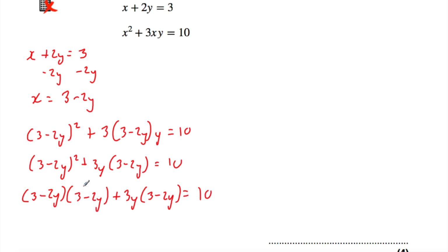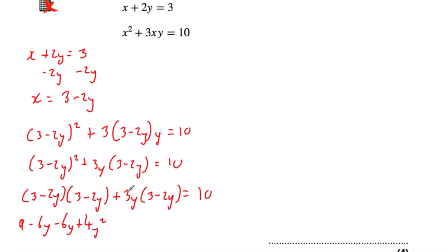So now let's expand our brackets. 3 times 3 is equal to 9. 3 times minus 2y will be minus 6y. Minus 2y times 3 will be another minus 6y. And minus 2y times minus 2y, so that's going to be positive, a negative times a negative is positive, and 2y times 2y will be 4y squared.